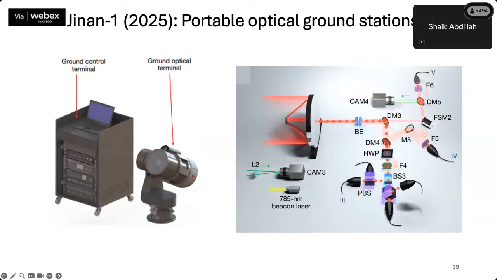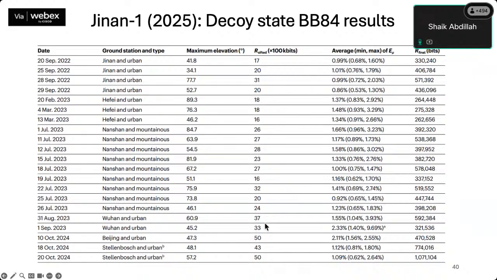Okay, so another update that they have made was to significantly reduce the size of the optical ground station by employing portable optical ground stations. So these in total weigh about 100 kilograms and can be deployed in less than an hour. And what they found was that they were able to perform BB84 decoy state in many environments. So I highlight a few: urban environments and mountainous environments, without much degradation to the secret key rate. So their final keys range in the several hundreds of kilobits up to a megabit on 20th October 2024, right?